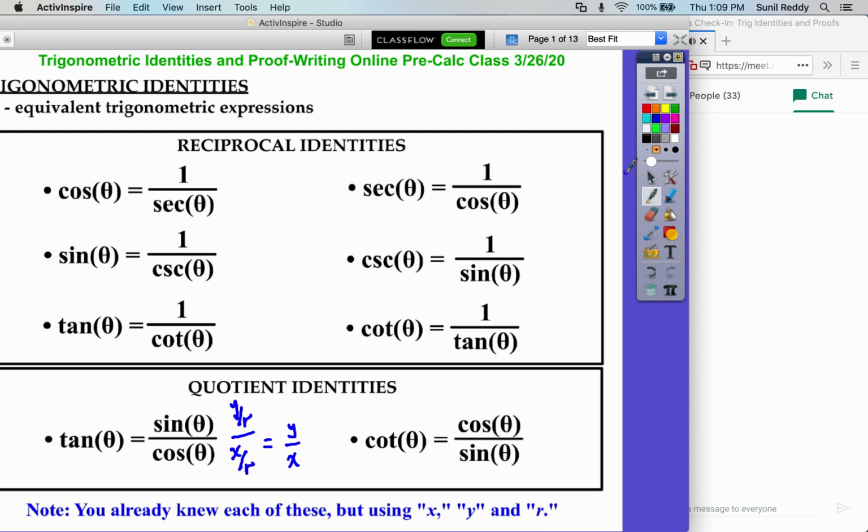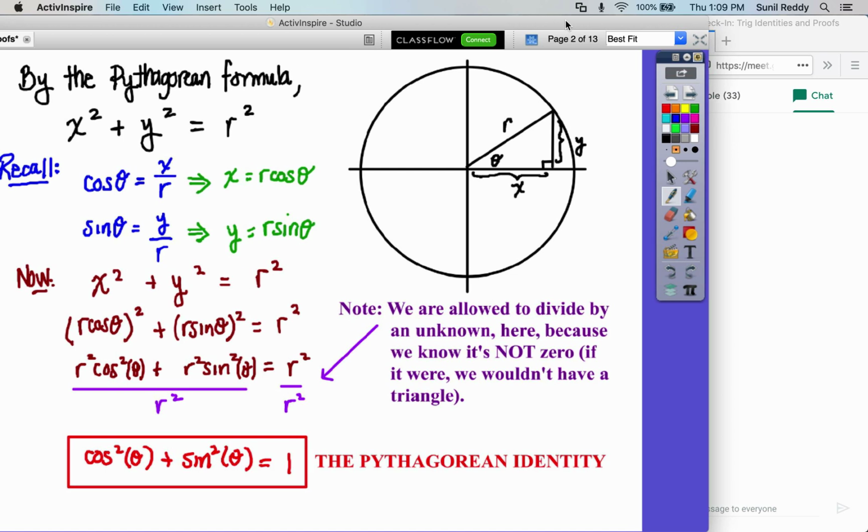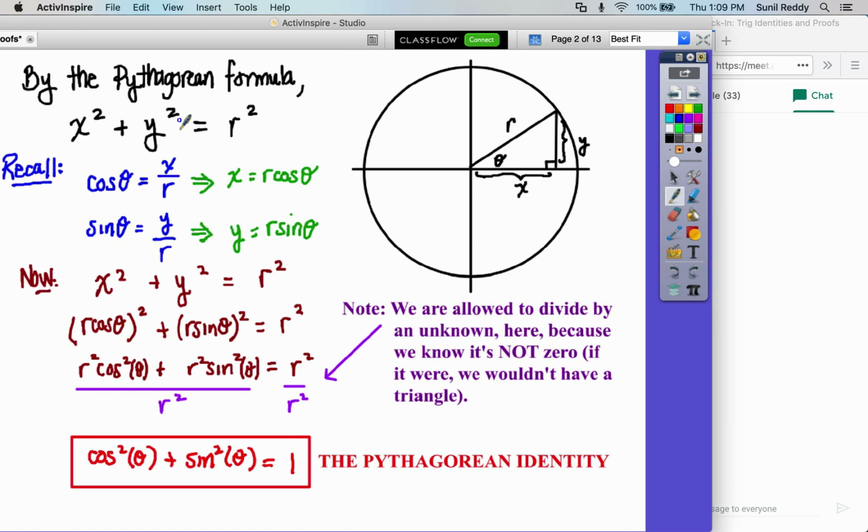Okay. So now I'm going to go to the next page. The next identity is called the Pythagorean identity. This page was just to develop that. So all I did was I put a right triangle in the circle. We already know the Pythagorean theorem formula, based on the labels of this triangle: x squared plus y squared equals r squared.